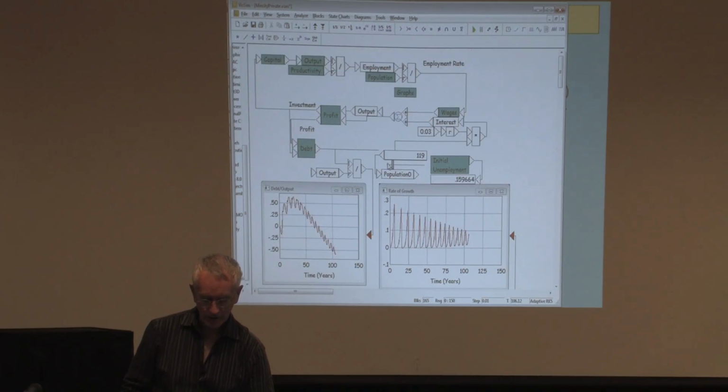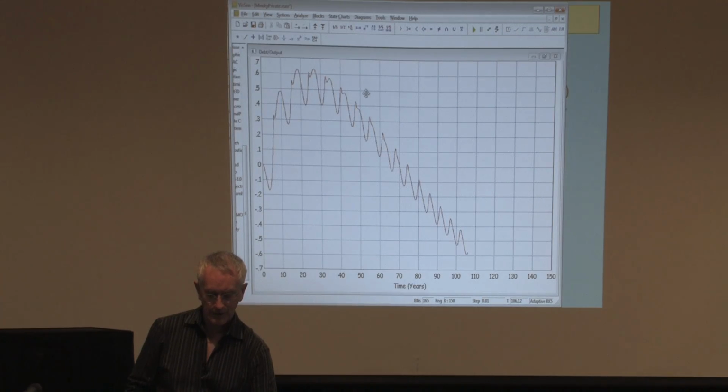Now I'm going to change this so the system is exactly the same, except starting with a different number of workers and therefore a different unemployment rate. And let's take a look at the dynamics this time round for the level of debt.